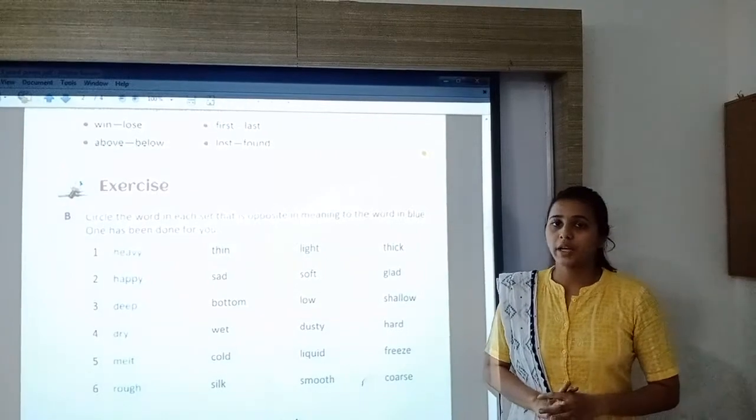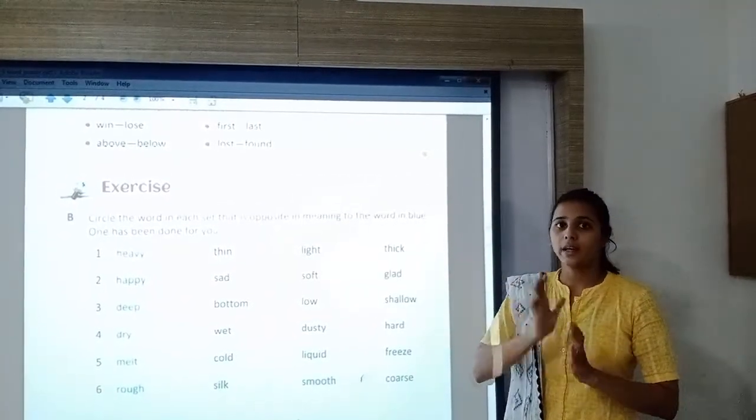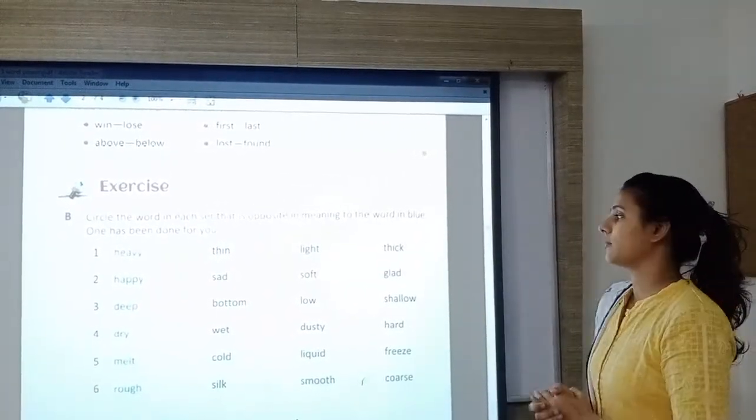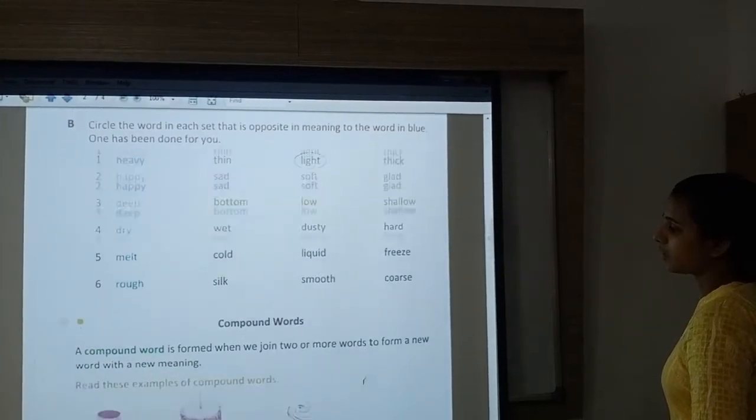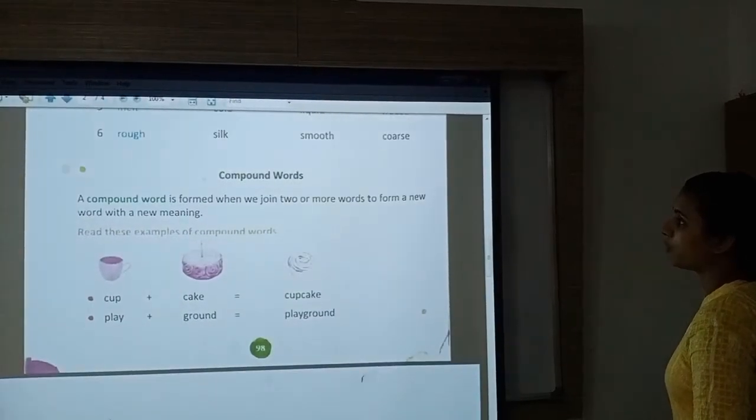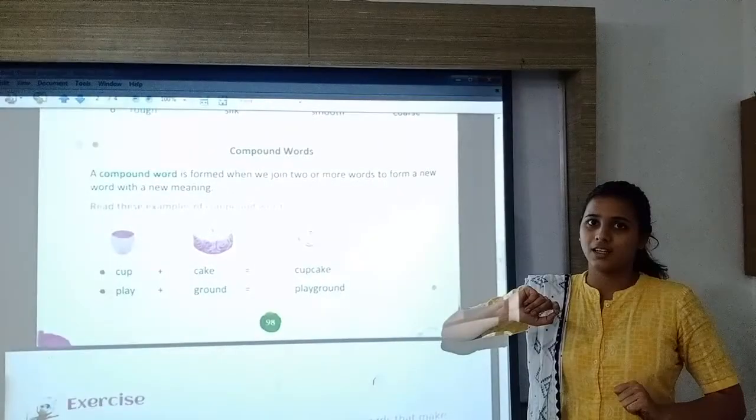Now you have to write these words with their opposite words in your note. Now let us move to the next topic, that is compound words. Compound words are those words which are made by joining two or more words, and by joining two or more words a new word is formed which has a new spelling and a new meaning. That is called a compound word.